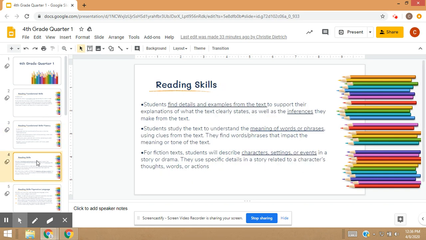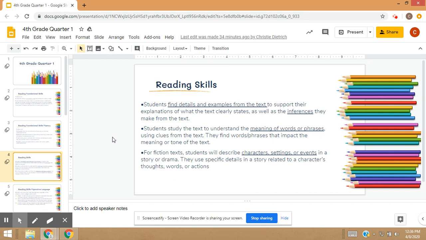So moving on with our reading skills. So students find details and examples from text to support their explanations of what the text clearly states, as well as inferences they make from the text. This is really big in our grade. We are always constantly trying to make sure these students are proving their answers to us.